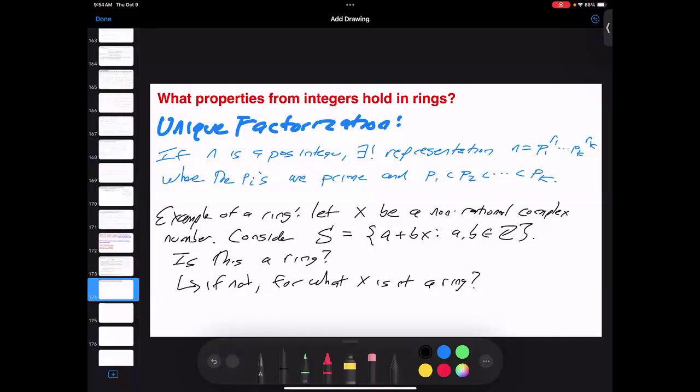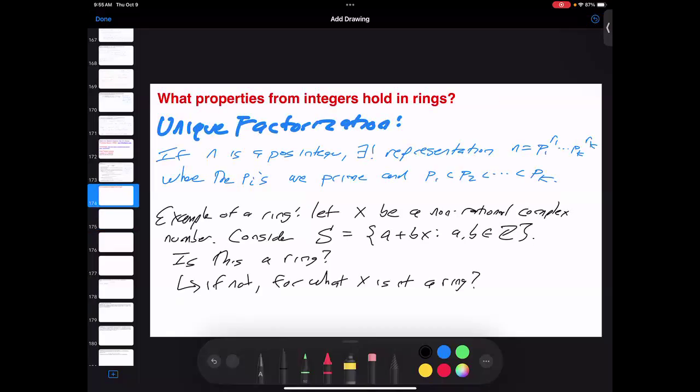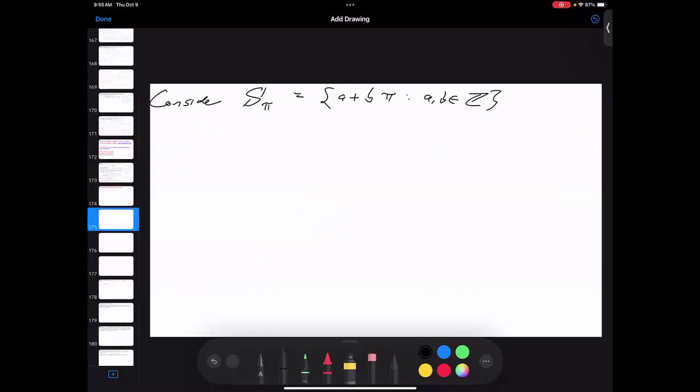So can somebody give me a non-rational to try? Yes. Pi. I was wondering if people were going to do pi. So let's consider S to be the set of all a plus b pi, where a, b are in the integers. I'm going to change notation because I can. I'm going to call that S sub pi, and over here I'm going to call that S sub x. That way I can quickly determine what set I'm looking at.